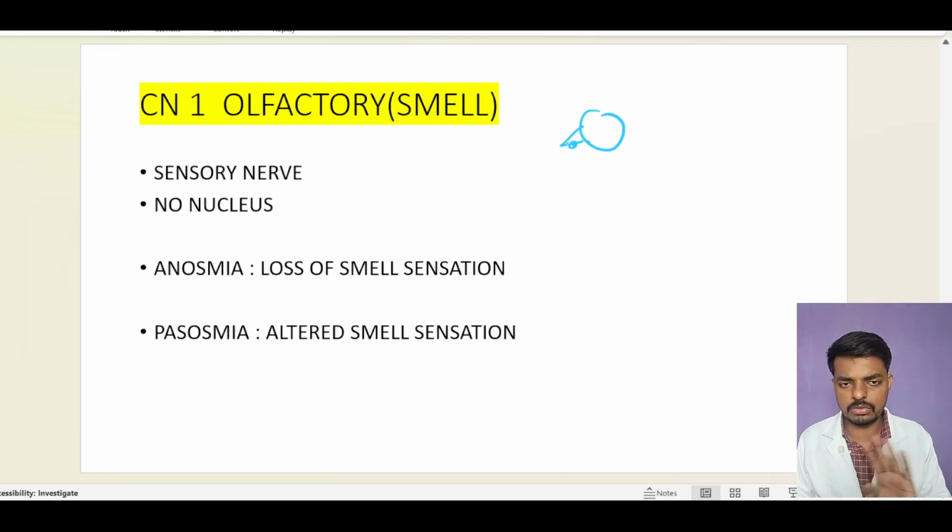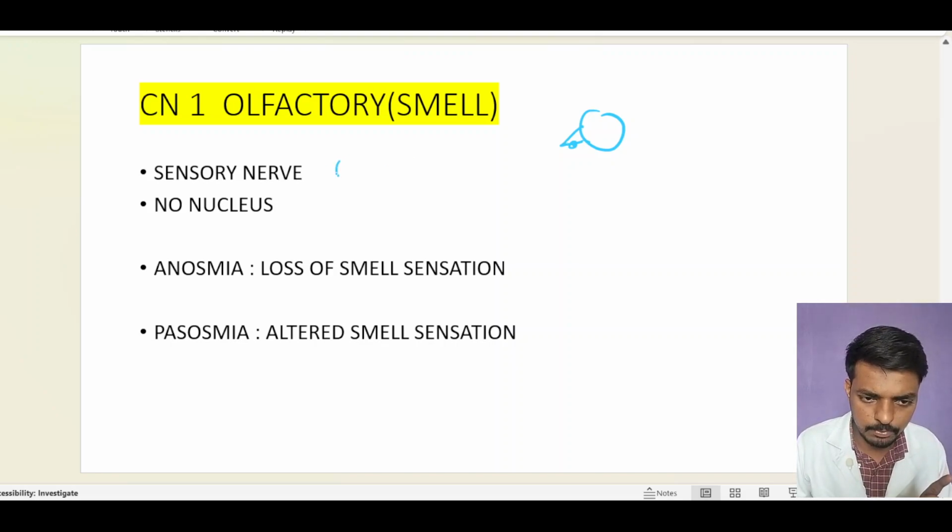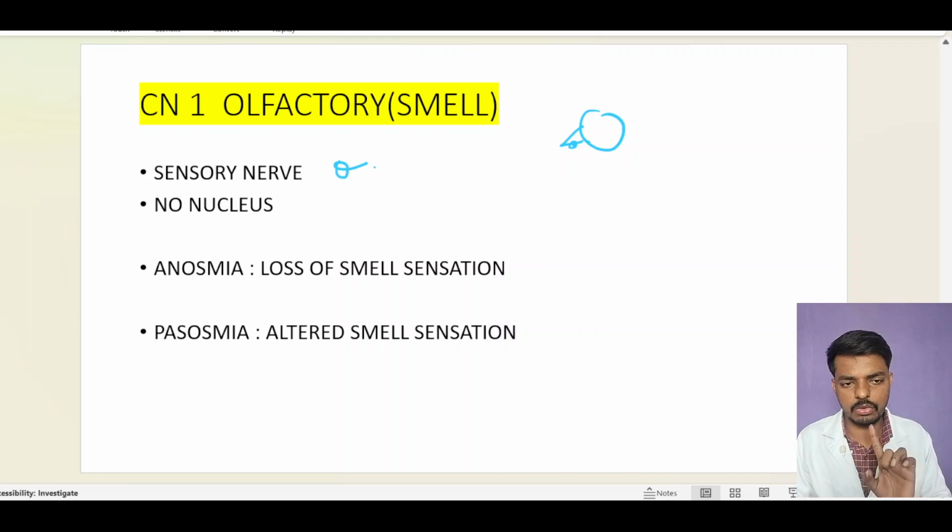Olfactory nerve doesn't do any motor function, not responsible for any movements in our body, only responsible for taking the smell. That is our cranial nerve number 1, the olfactory nerve, that is a pure sensory nerve. Okay, pure sensory nerve, no motor function, only sensory function. And I have told you the first two cranial nerves, number 1 and 2, do not have any nucleus, so no nucleus.